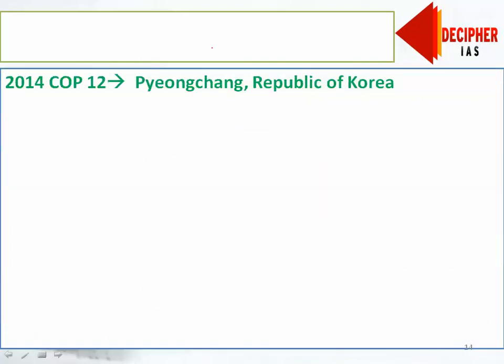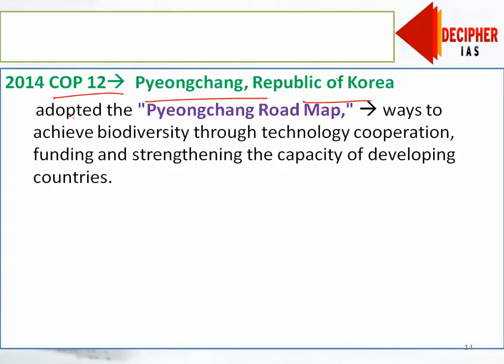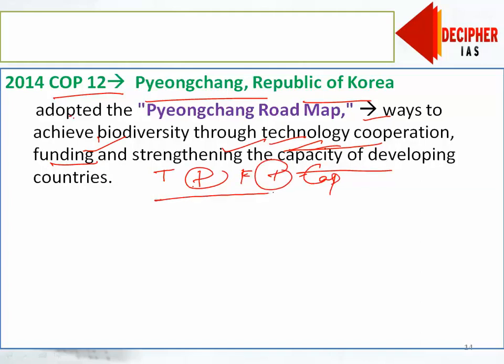I've already told you. Now, the COP12 happened in 2014 in Pyeongchang, Republic of Korea. Pyeongchang is a place in Republic of Korea. Here they adopted the Pyeongchang roadmap, and it mainly focuses on technology cooperation, funding, that is money, technology, and the people, strengthening the capacity of developing countries. So all these three, first of all technology, then funding, then capacity. So these three were part of this Pyeongchang roadmap.